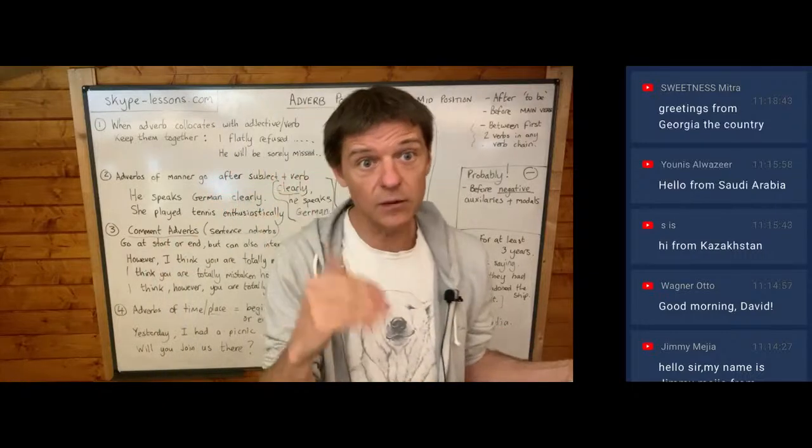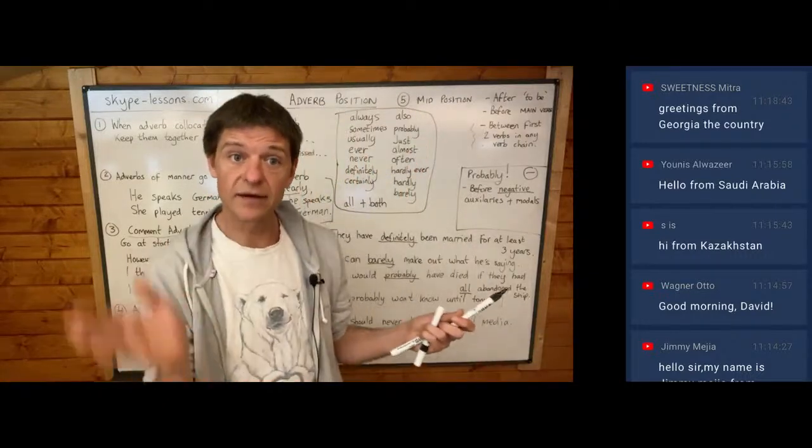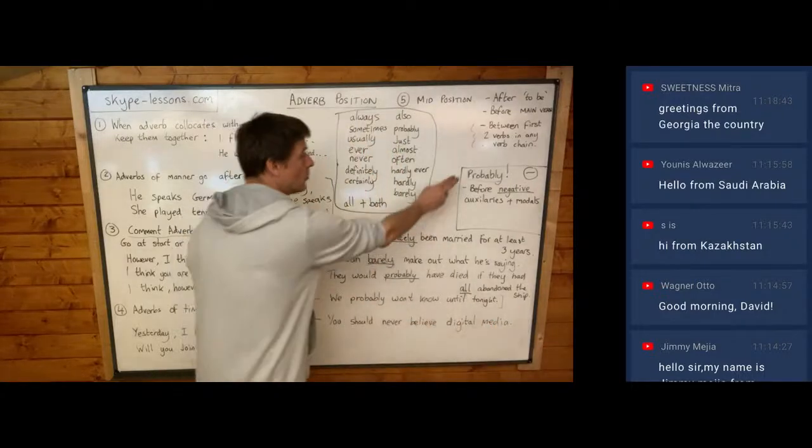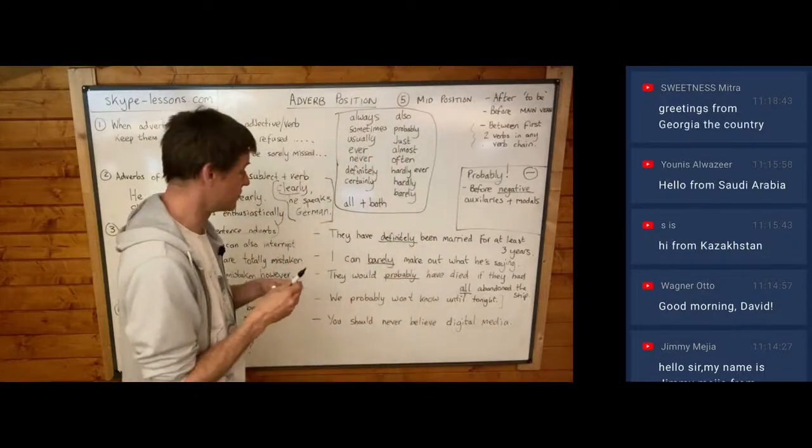Make will negative, and suddenly the probably has to go before it and not after it. Okay, so that's important with probably. That's an exception with probably.